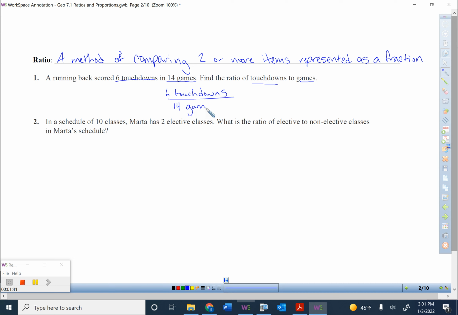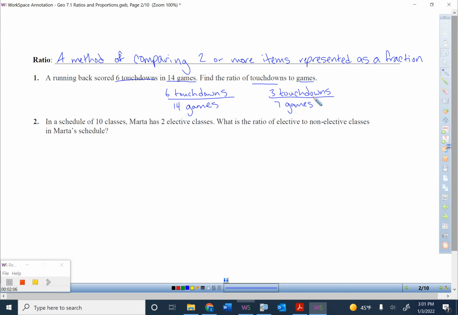Okay, but the thing with fractions is we always want to reduce if we can. Even though these aren't like things, we can reduce our ratio with our numbers. So our 6 over 14, we're going to reduce to 3 over 7. We're just going to keep those labels attached. So 3 touchdowns every 7 games.